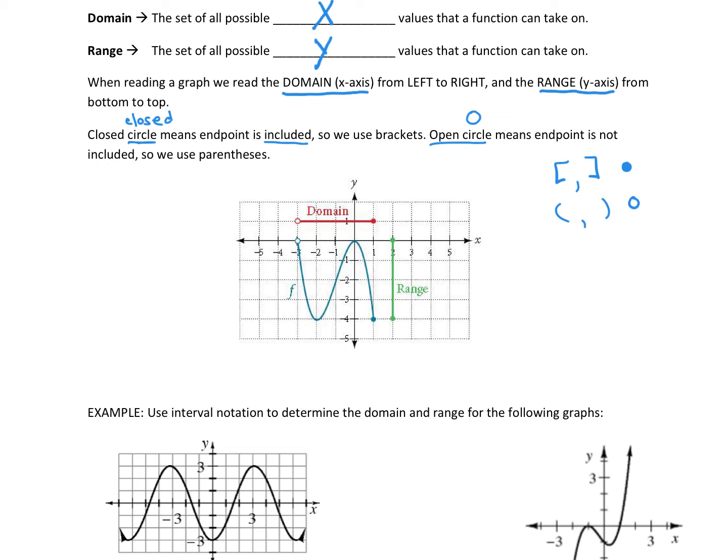So when we look at this first example, from left to right, you'll notice that my domain, when I'm following my x-axis, the very first x value I have is -5, but it's not included. So I'm going to say -5. And then I keep having x values up until I get to 1. You'll notice the blue graph stops at 1, and it's closed. So I'm going to say 1 bracket. So again, the range from the bottom to the top, and the domain from the left to the right.